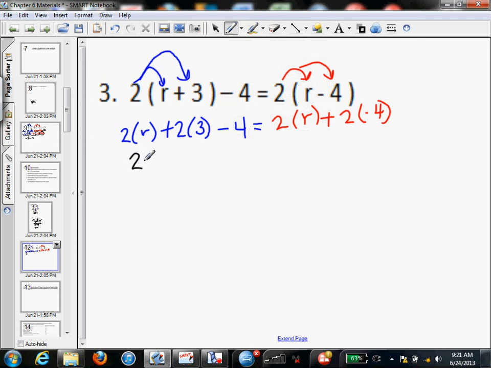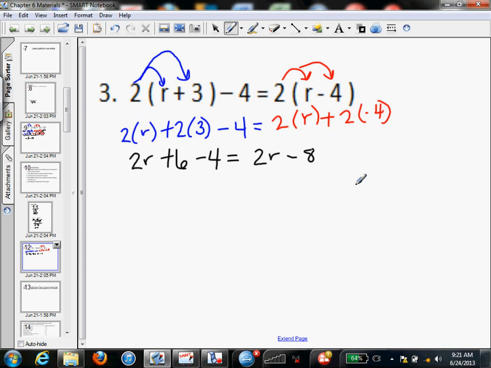So 2 times r is 2r plus 2 times 3, which is 6, minus 4, because we just brought the negative 4 down. So we have 2r. 2 times r is just 2r. Okay, and then plus 2 times a negative 4, that just gives you a negative 8, because positive times a negative gives you a negative.